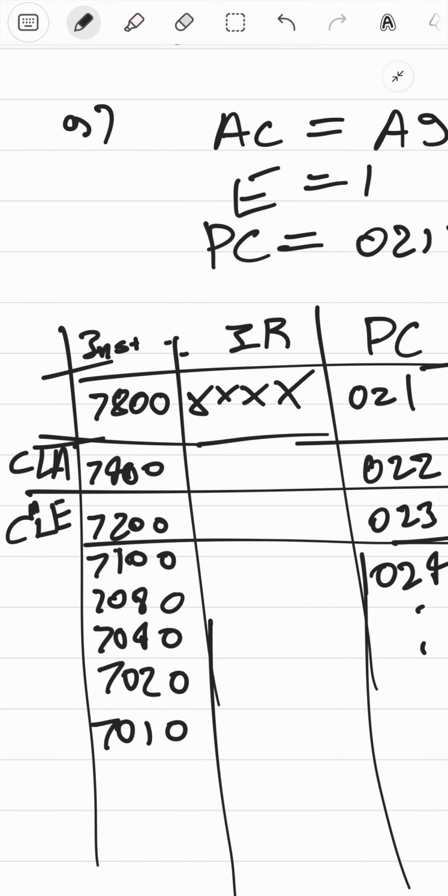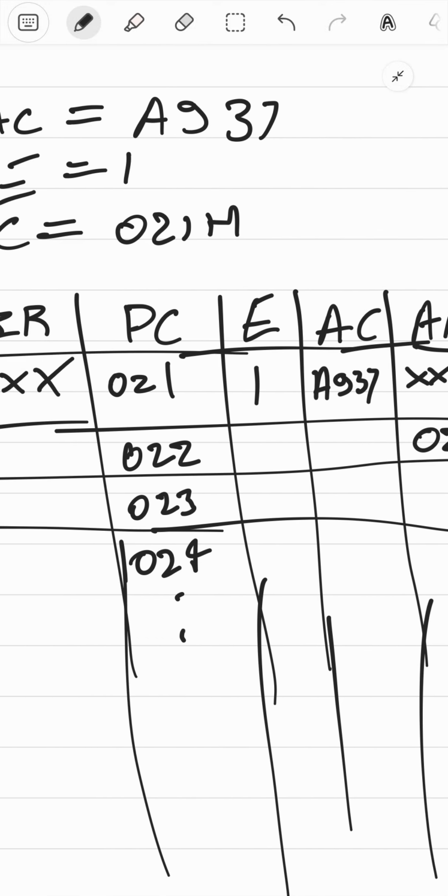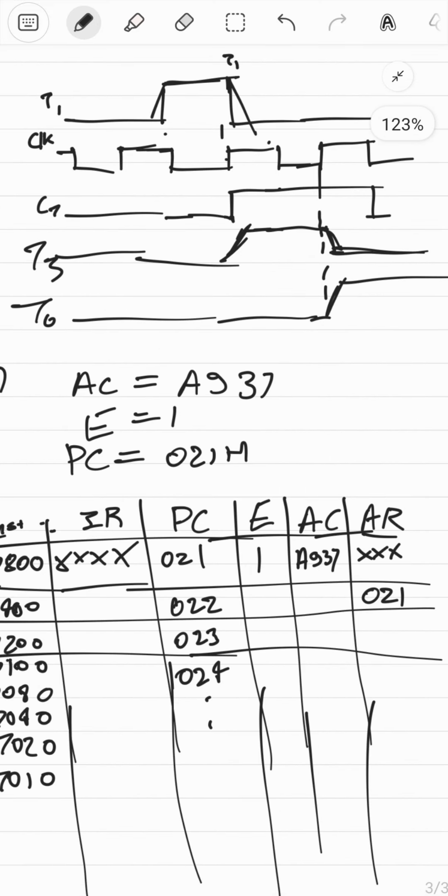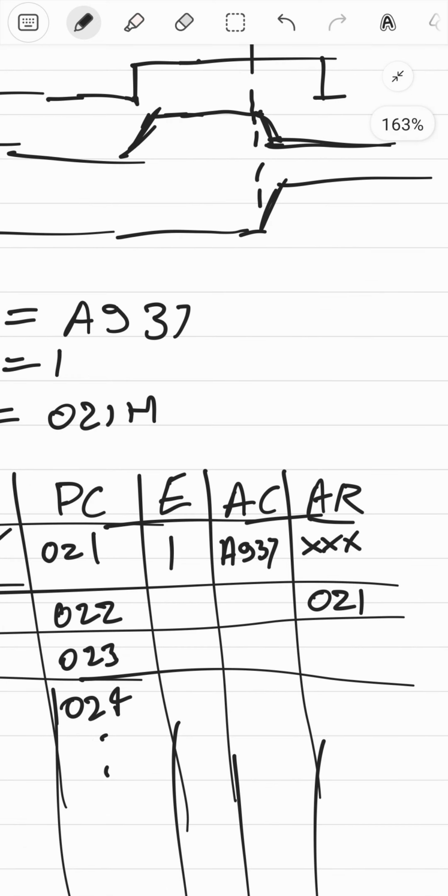Okay, so we want to complement A. Accumulator is this stuff. Complement that. What's the complement of A, 9, 3, and 7? For 7, the complement would just be 1, 0, 0, 0. So that's 8. Yes, it's 8. For 3, it's... What am I doing? I don't know what I'm doing.